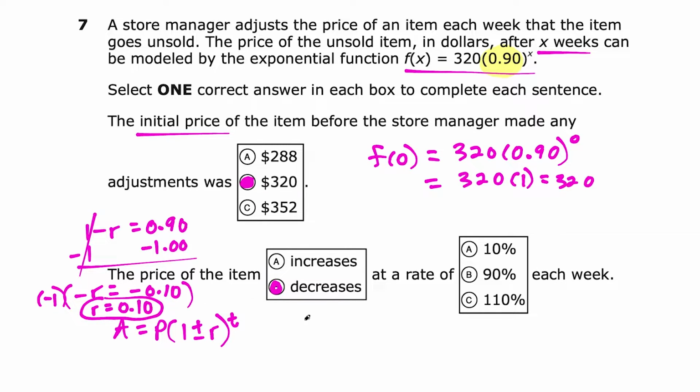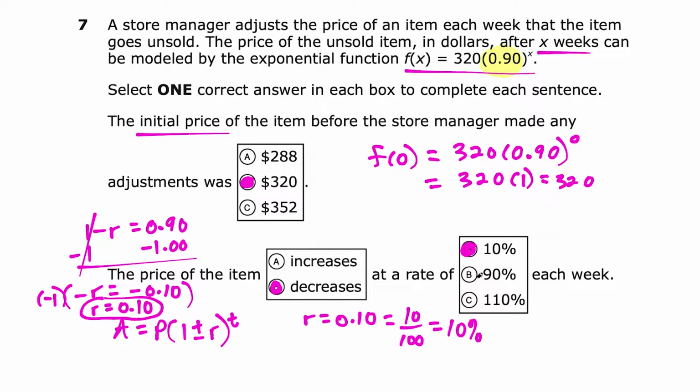But now the r value, if we look at 0.10, we just have to recognize here that this is equal to 10%, which is 10 out of 100. Okay, 10 out of 100 gives us 10 hundredths, and this is equal to 10%. So that's how we know that it's decreasing at a rate of 10%.